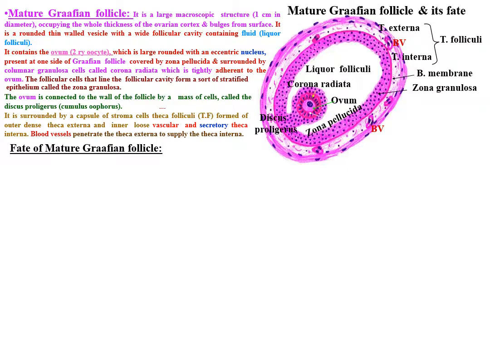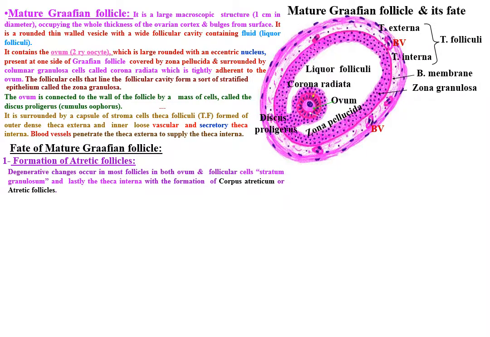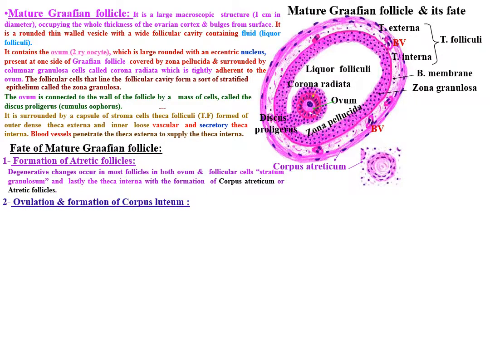Fate of mature Graafian follicle. Formation of atretic follicles. Degenerative changes occur in most follicles in both ovum and follicular cells, stratum granulosum, and lastly the theca interna, with the formation of corpus atreticum or atretic follicles. Ovulation and formation of corpus luteum.